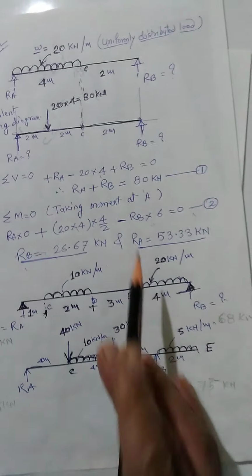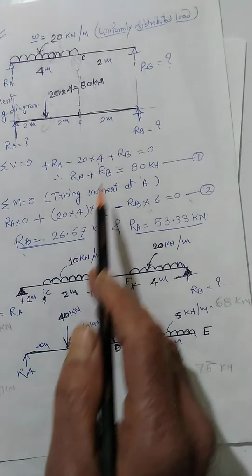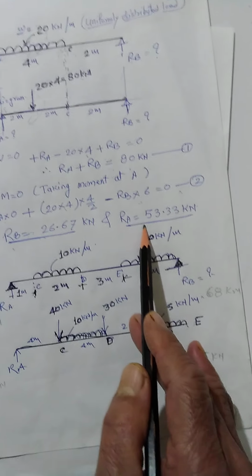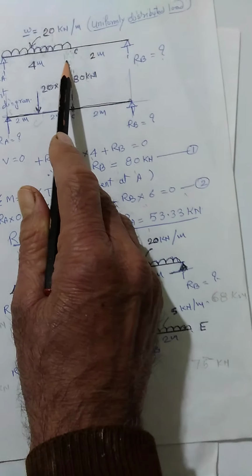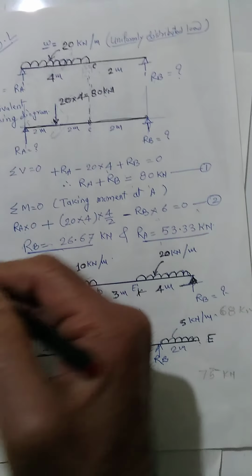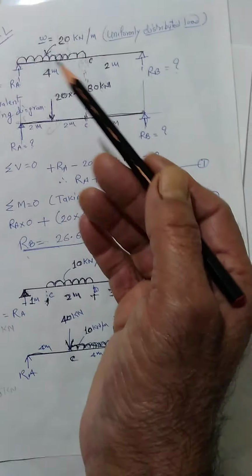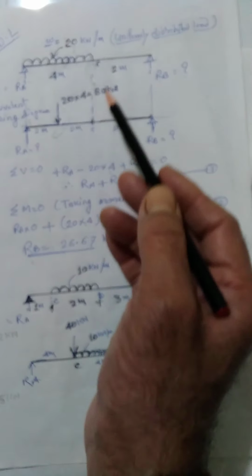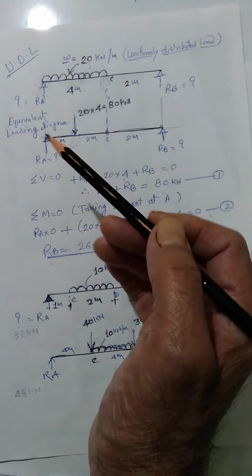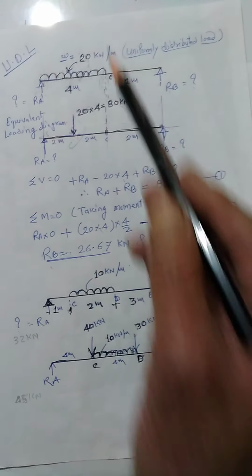Once Rb is known, substitute the value of Rb in equation number 1 and find out the value of Ra. This way, when the uniformly distributed load is given, we can easily calculate the reactions by converting it into a point load, considering the total load equal to the total length multiplied by the uniformly distributed load, of whatever unit it may be.